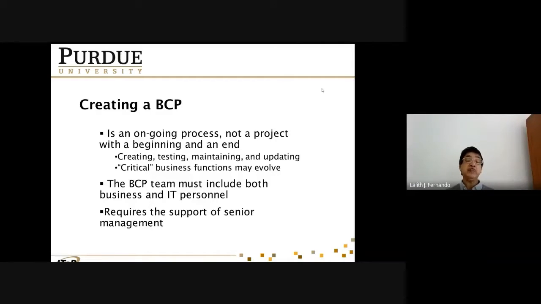Now in the BCP team, there should be both IT personnel and business personnel also. And it requires the support of senior management, because senior management should sponsor these types of things. If we don't get the sponsorship of the top management, the board of directors and the senior management, then the BCP would not be a success.